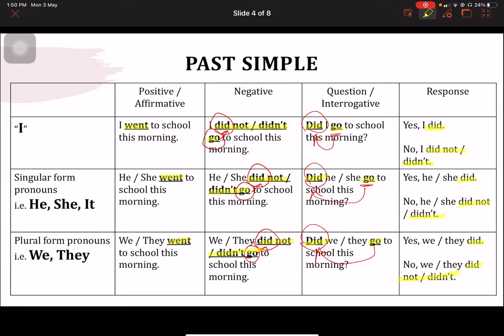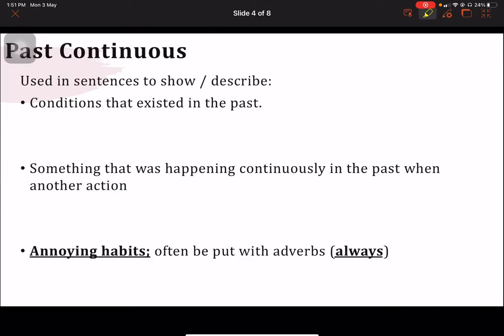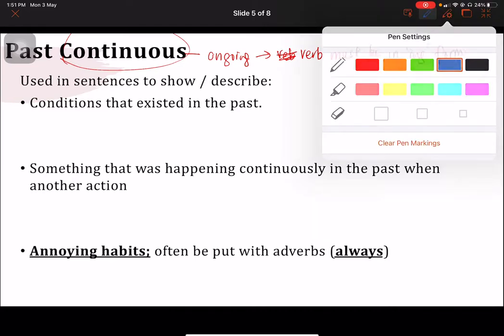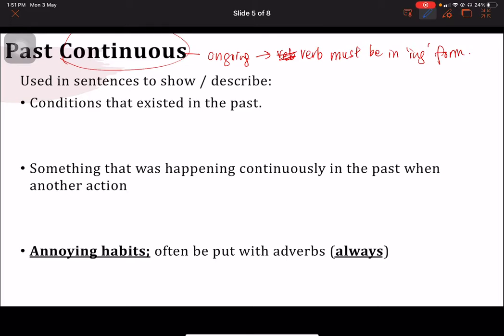What about past continuous? Just like other tenses, continuous means ongoing. When we talk about ongoing, the verb must be in the ing form. That is the most important thing. So how do you use past continuous? Past continuous is also used in sentences to show or describe conditions that existed in the past.